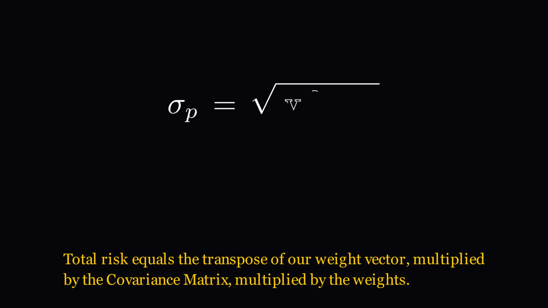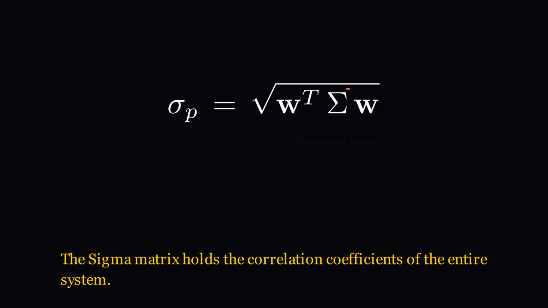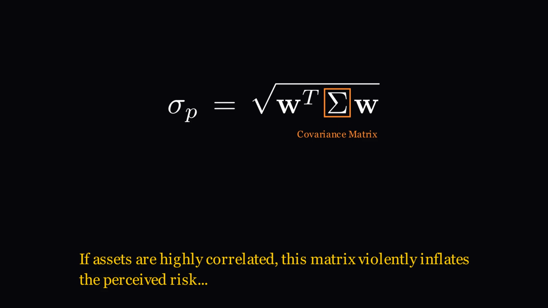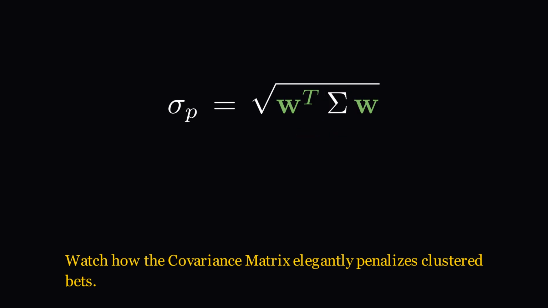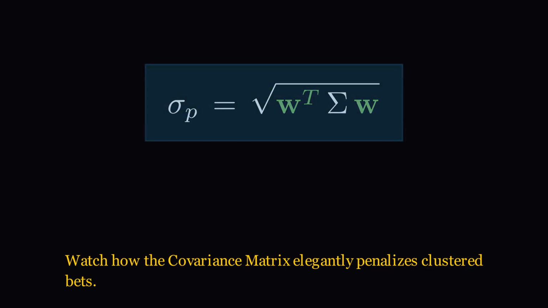We introduce the true measure of portfolio variance. Total risk equals the transpose of our weight vector, multiplied by the covariance matrix, multiplied by the weights. The sigma matrix holds the correlation coefficients of the entire system. If assets are highly correlated, this matrix violently inflates the perceived risk, which forces our inverse volatility algorithm to aggressively shrink the positions. Watch how the covariance matrix elegantly penalizes clustered bets.